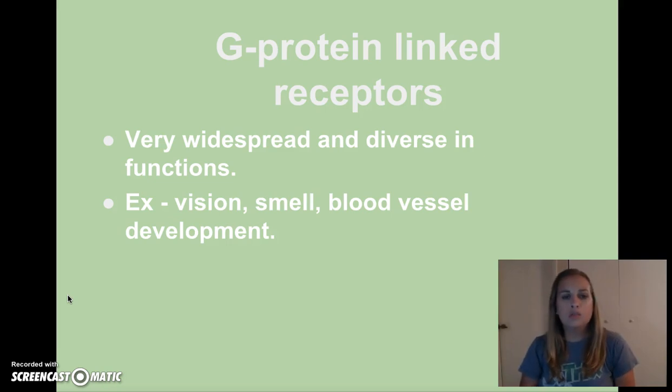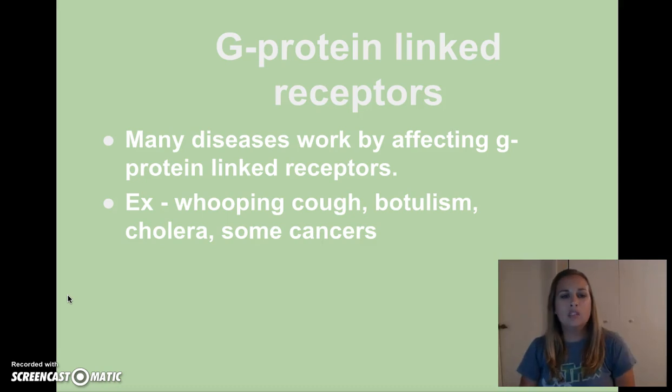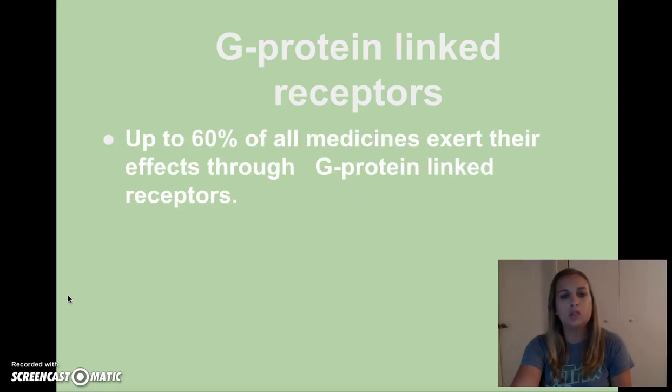So G protein linked receptors are really important. They have very diverse functions. So things like vision and smell, very important for that. A lot of diseases actually work by affecting G protein linked receptors. So things like whooping cough, botulism, cholera, even some cancers can affect the way that G protein linked receptors work. And this number kind of varies. Sometimes you'll see up to 60%, sometimes you see slightly lower estimations. But either way, lots of medicines exert their effects through these G protein linked receptors, so very important in the pharmaceutical and medical fields.